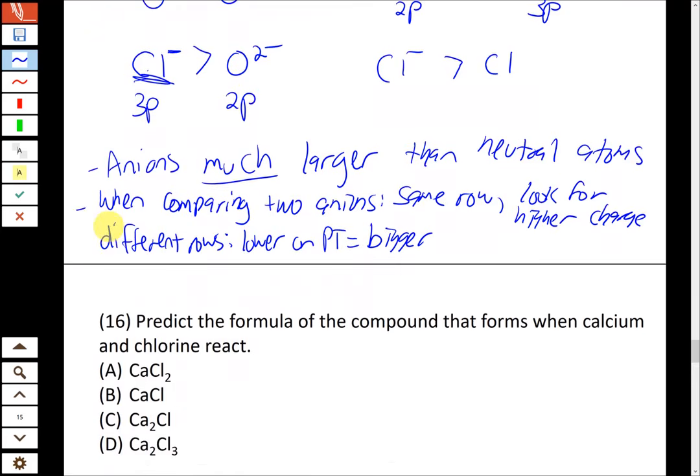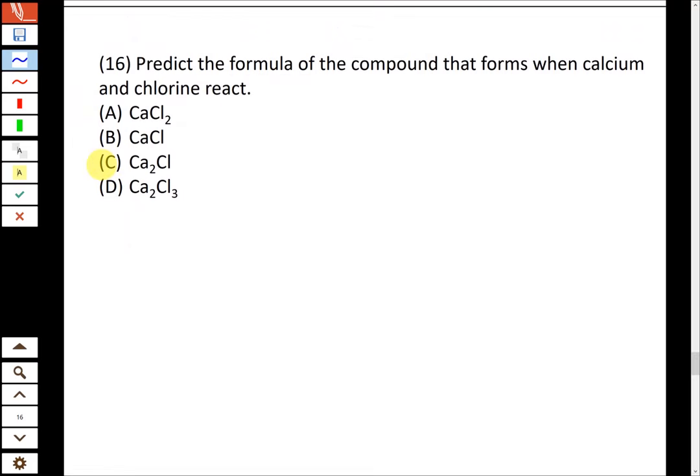All right, I will keep going then. All right, number 16 deals with predicting ionic formulas. So we want to predict the formula when calcium reacts with chlorine.